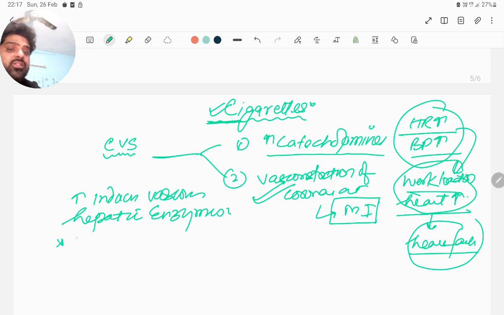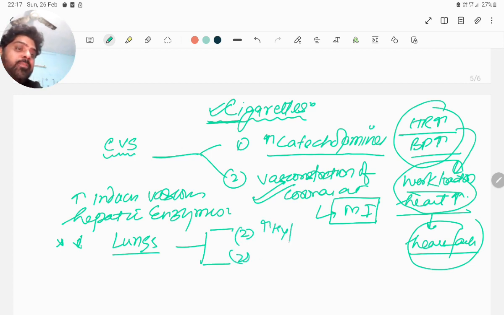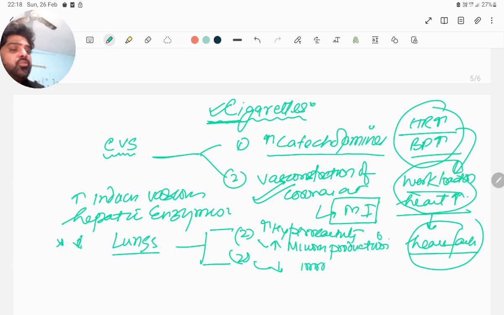Third, on the lungs, it again has two effects. It increases hyperreactivity of the lungs. That means the airway of the lungs becomes hyperreactive, so even a small stimulus can lead to bronchoconstriction, increased mucus formation, increased airway wall edema. So it causes hyperreactivity. And it causes increased mucus production that we have already seen. It decreases immunity.